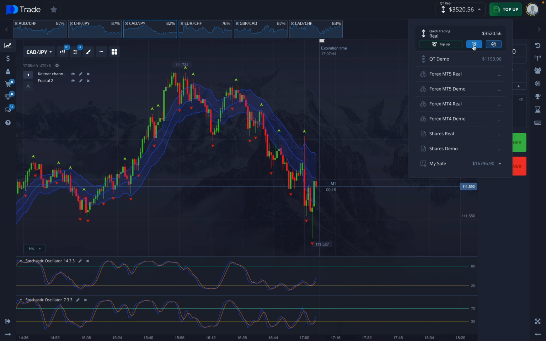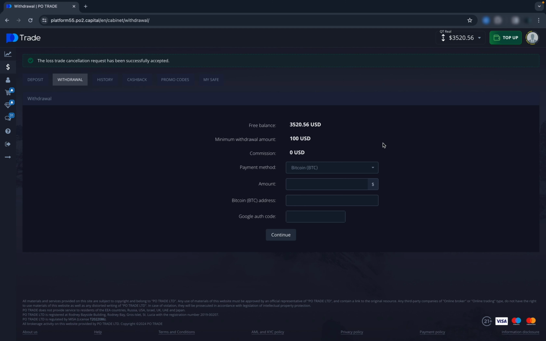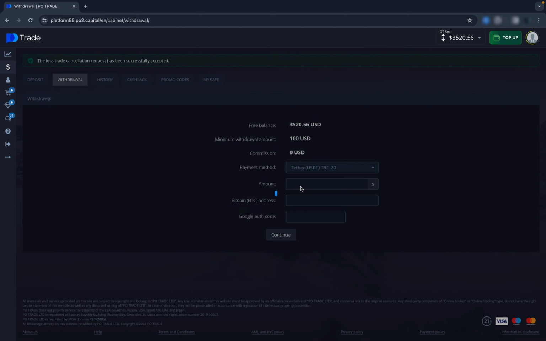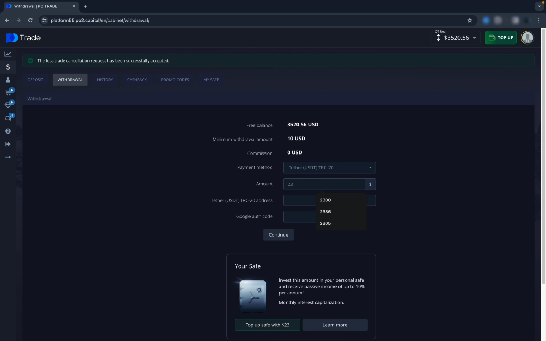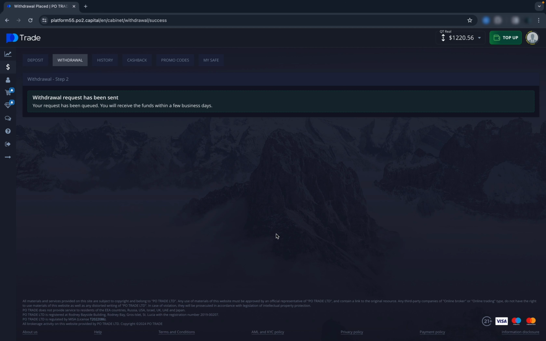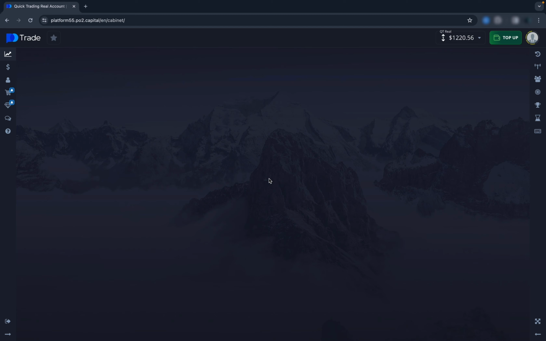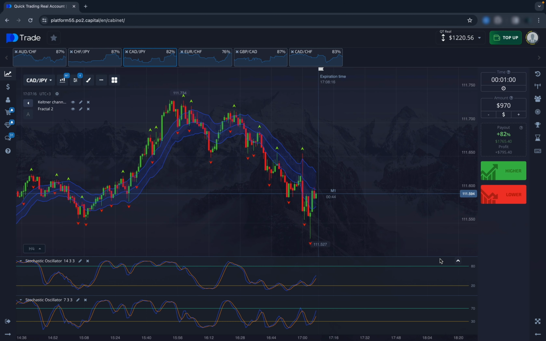The sum of today's profit will be 2,300. The withdrawal operation has been successfully executed. This is the trade for today using these indicators. I think there's nothing complicated and there should not be any questions. The principle of applying this strategy is very clear.